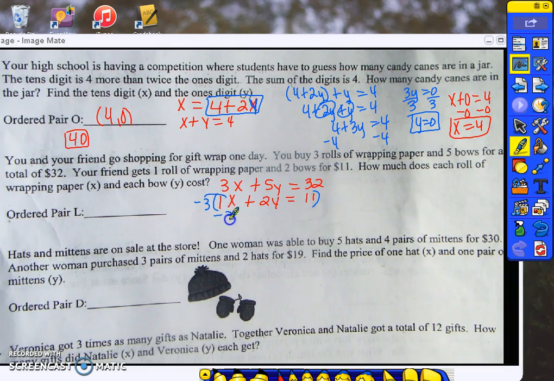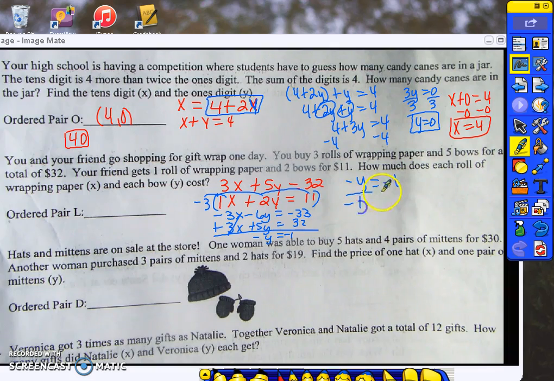The opposite of 3x is negative 3x, so I'm going to multiply the second equation by negative 3. Negative 3 times x is negative 3x. Negative 3 times 2y is negative 6y. Negative 3 times 11 is negative 33. Write the first equation underneath it and combine like terms. Negative 3x plus 3x cancels itself out. Negative 6y plus 5y is negative y. Negative 33 plus 32 is negative 1.